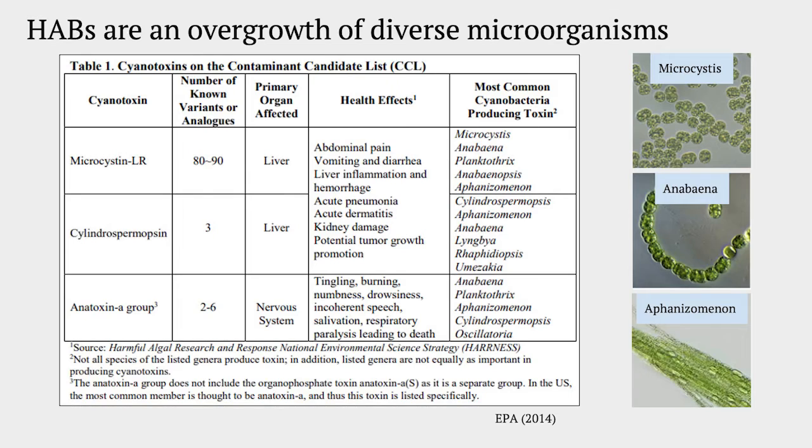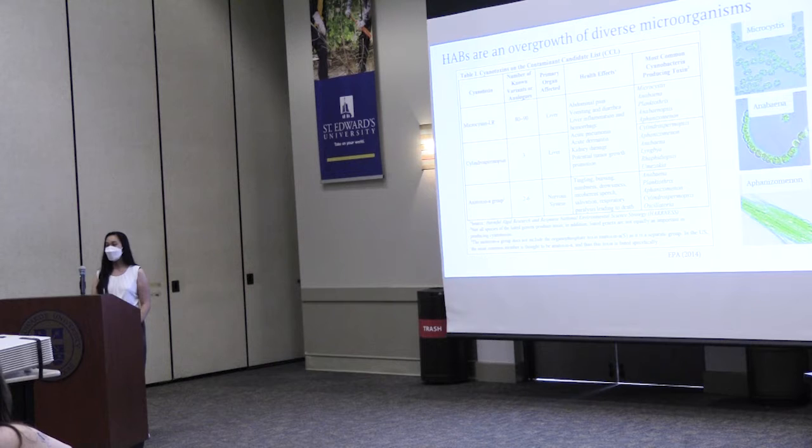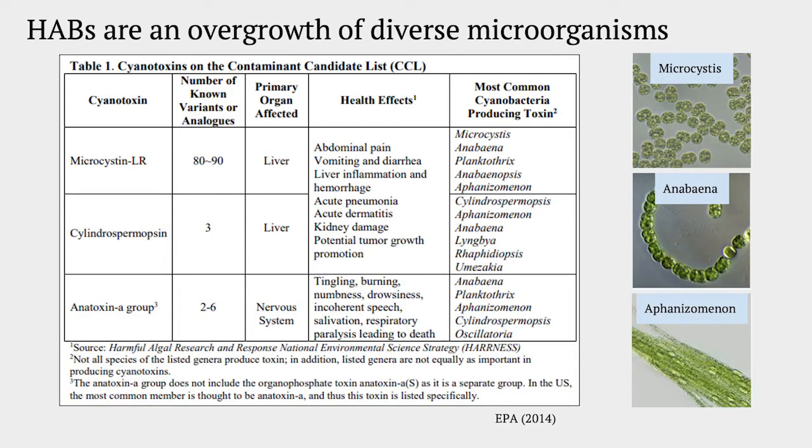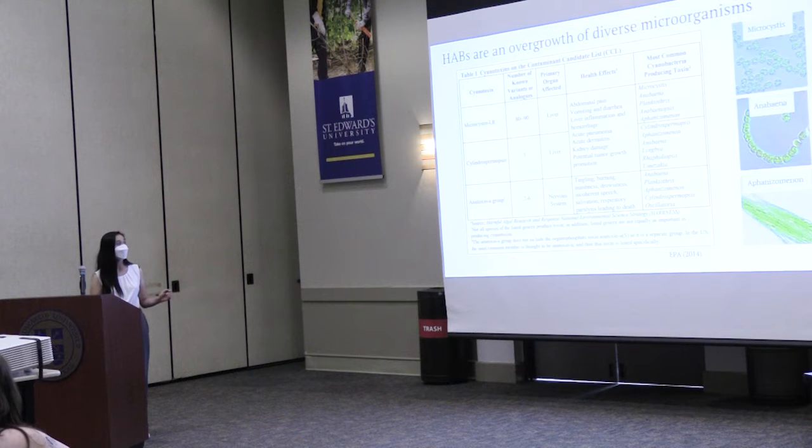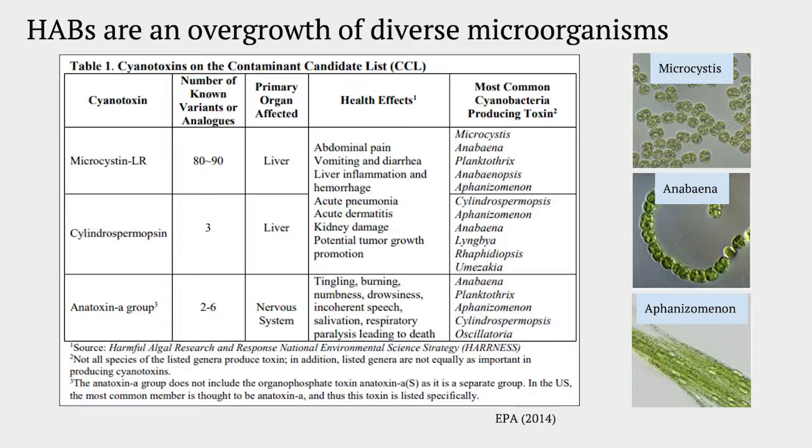So harmful algae blooms are overgrowths of diverse microorganisms, including phytoplankton and cyanobacteria. Among the cytotoxins present in cyanobacteria are microcystin, cylindrospermopsin, and anatoxin-a. This is a table provided by the EPA listing these cytotoxins, as well as the different cyanobacteria species that produce them. You'll notice that some of the names are repeated, which shows that they not only produce one cytotoxin, they also produce multiple.